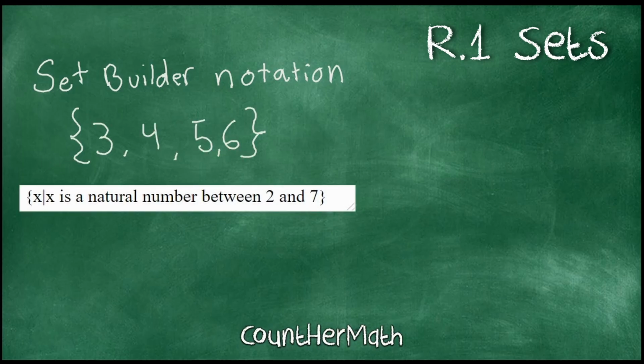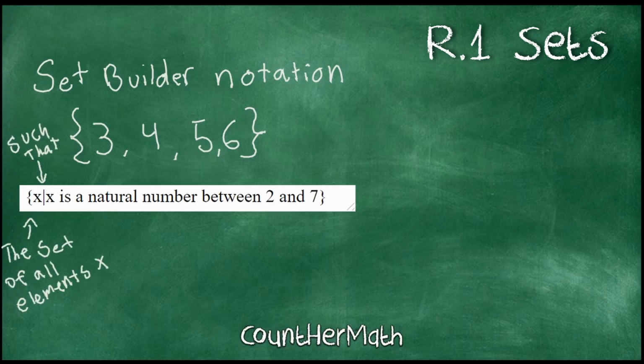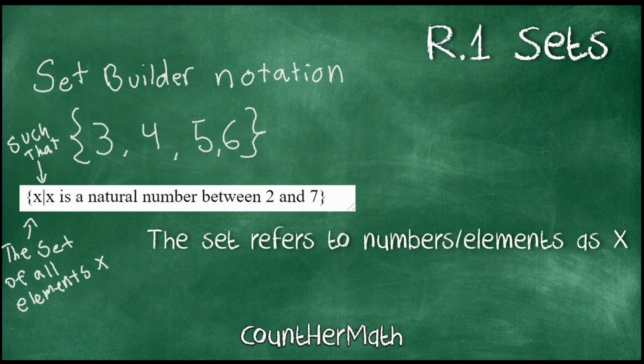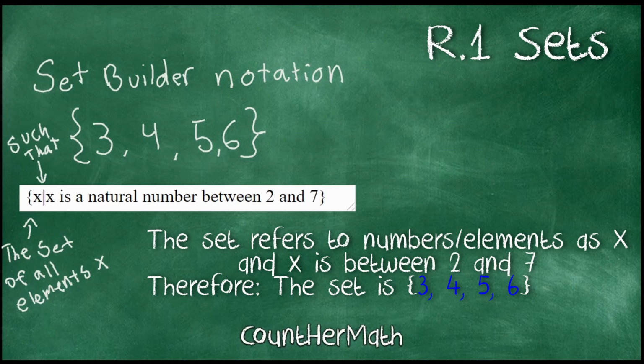When we read this, we would say, the set of all elements x such that x is a natural number between 2 and 7. When I read this statement, my brain interprets it more along the lines that this set refers to elements or numbers as x, and x is a counting number between 2 and 7, so therefore the elements are the numbers 3, 4, 5, 6.